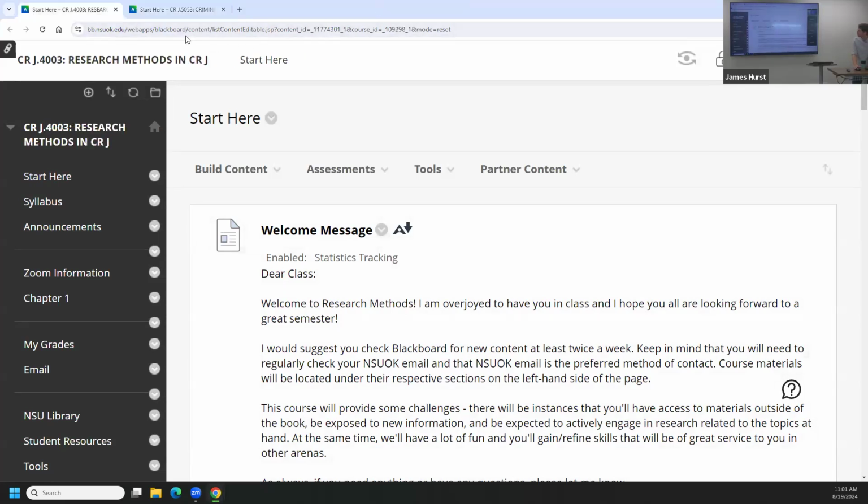Okay. So this is the undergraduate version of the Blackboard shell. We've got two different Blackboard shells depending on what class you're enrolled in. If you're enrolled in the undergraduate one, you'll see the 4,000 level one. If you're in the graduate one, you'll see the 5,000 level one. The Blackboard shells themselves, though, will mirror each other.